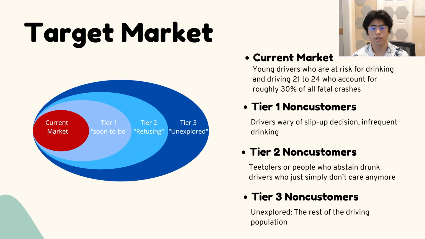Untoxicated's target market is all drivers who are at risk for drinking and driving. However, more specifically, we target our current market in the age demographic of younger drivers aged 21 to 24 who account for roughly 30% of all fatal crashes. Our soon-to-be Tier 1 customers are the majority of the driving population, which infrequently drinks and is wary that they might slip up. Our refusing Tier 2 customers are teetotalers, or people who abstain from drinking.